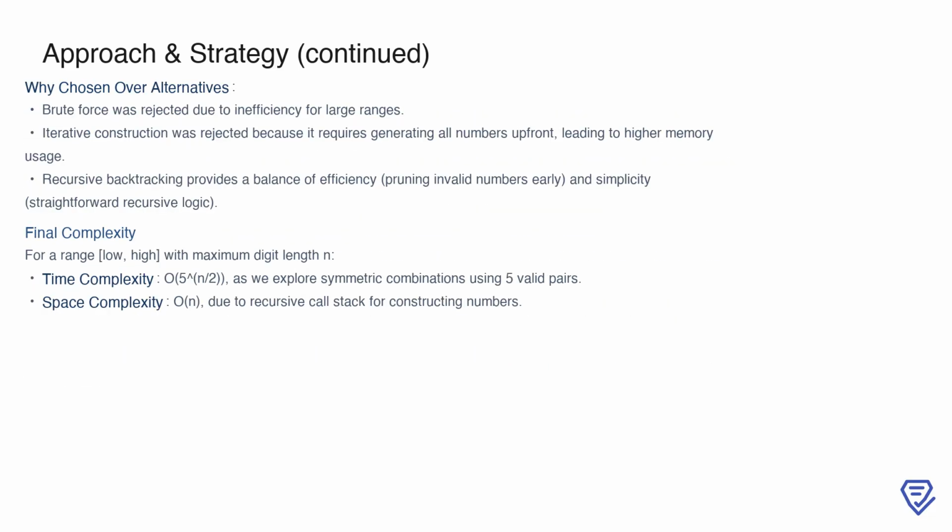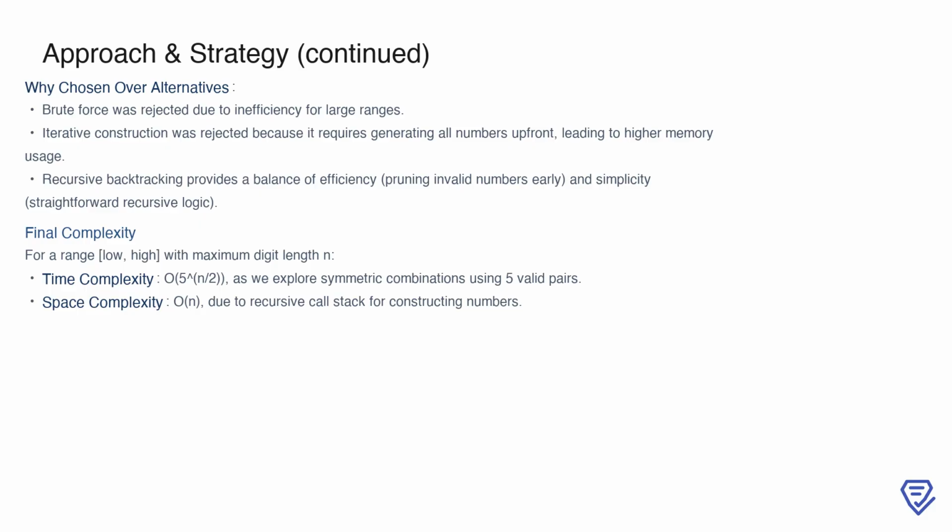Recursive backtracking was chosen over other approaches for several reasons. Brute force, while simple, was too inefficient for handling large ranges due to the need to generate and validate every number. Iterative construction was also ruled out because it requires generating all possible strobogrammatic numbers upfront, leading to higher memory usage and slower performance. In contrast, recursive backtracking efficiently prunes invalid numbers early and uses straightforward recursive logic to construct only valid numbers.